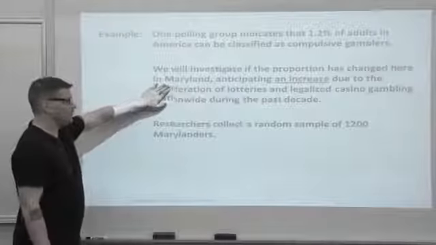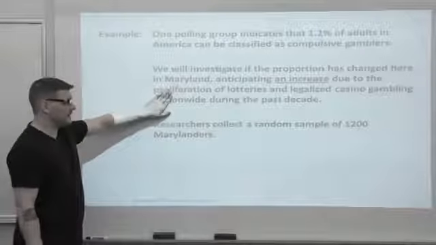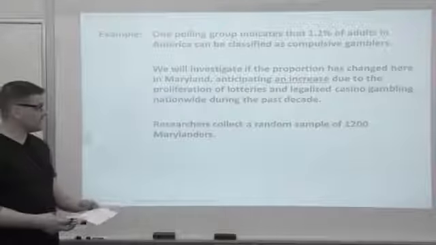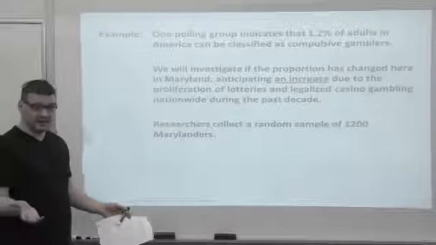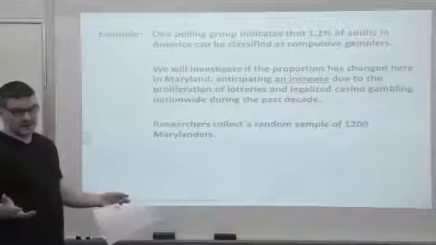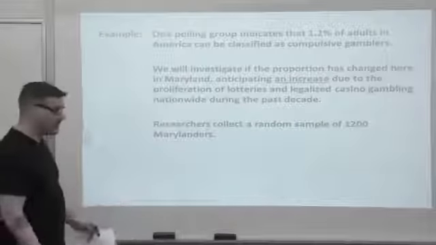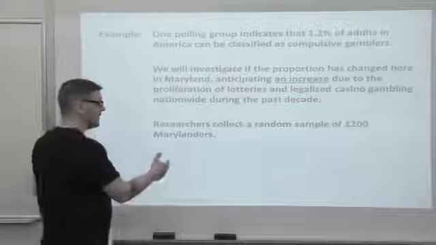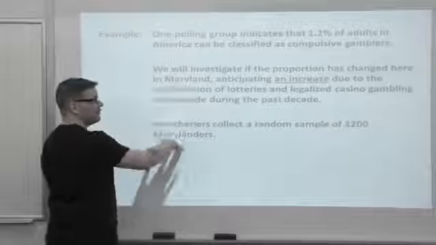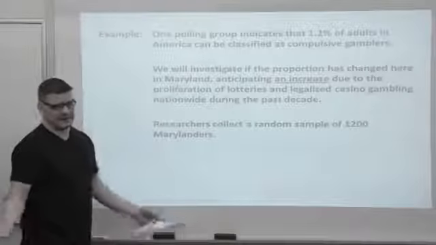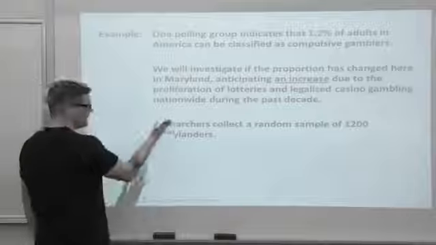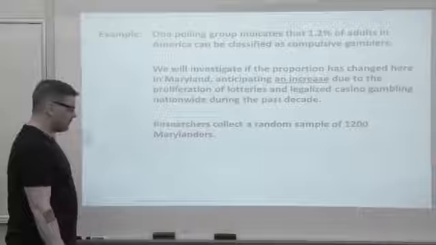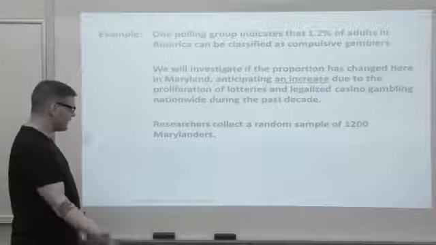Here in Maryland, we're anticipating an increase. As you probably know, there used to not be casinos anywhere but Las Vegas and Atlantic City, and over the last decade or so, there's basically casinos within 50 miles of every person in America. There's a bunch in Maryland now, Delaware, of course, New Jersey, Pennsylvania, West Virginia. So possibly more people are compulsive gamblers just because it's available. Aside from that, we have lotteries now that weren't around 10, 15 years ago. Powerball and Mega Millions and all this.